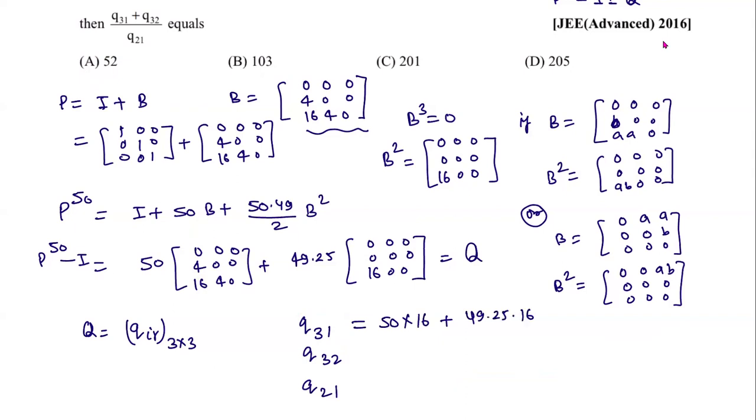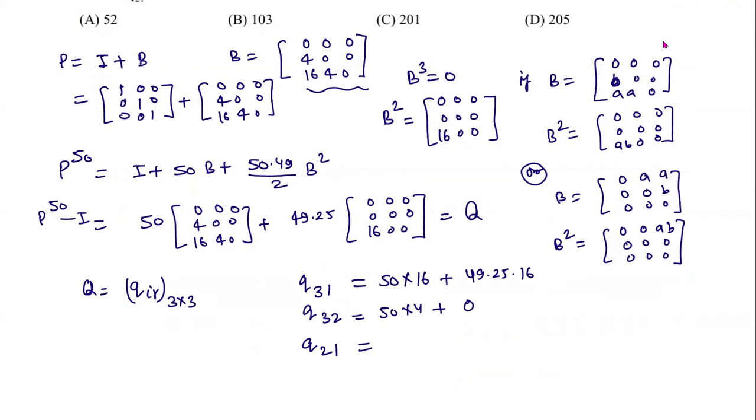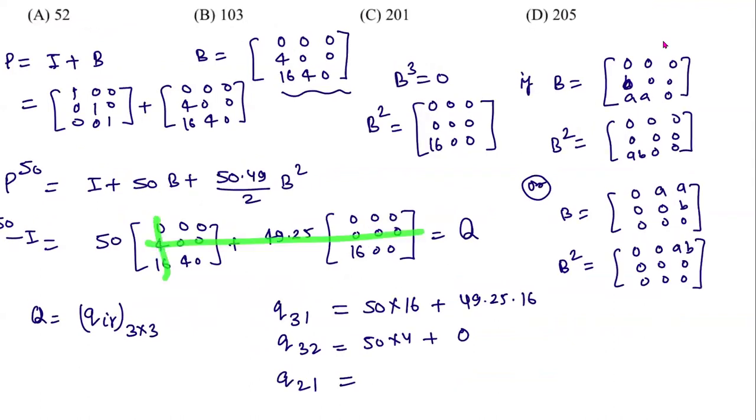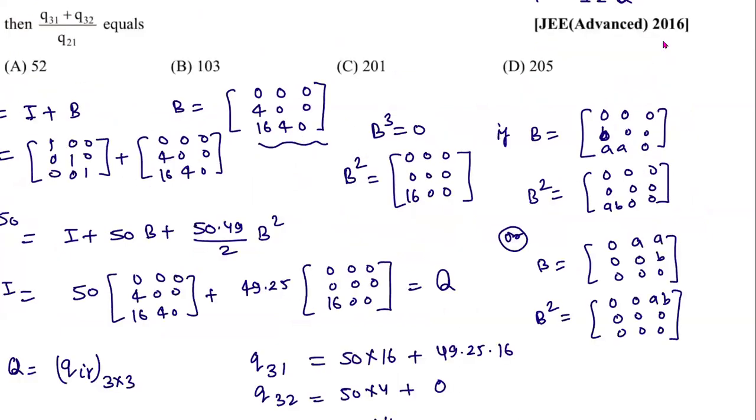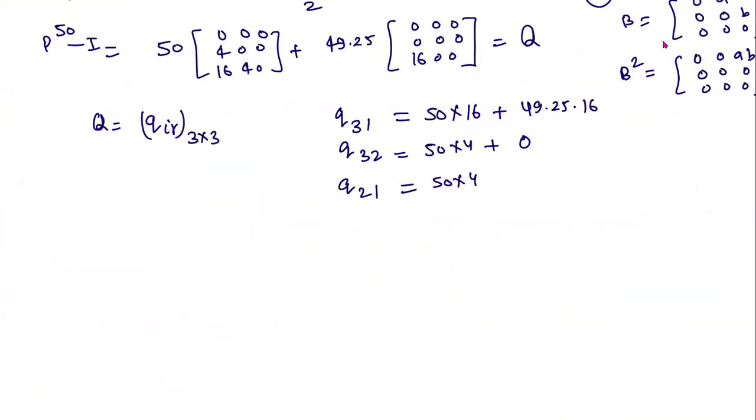Now what is Q32? Third row, second column. So that is 50 into 4 plus 0. And what is Q21? Second row, first element. That is 50 into 4. No? Yes, sir. Now, what do you need to find? Q31 plus Q32 upon Q21.